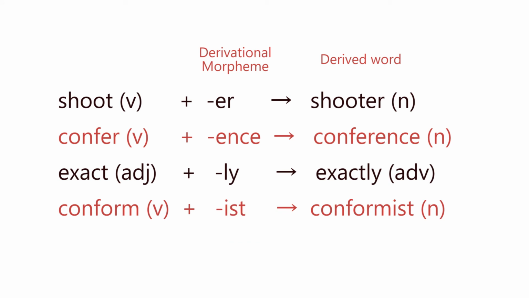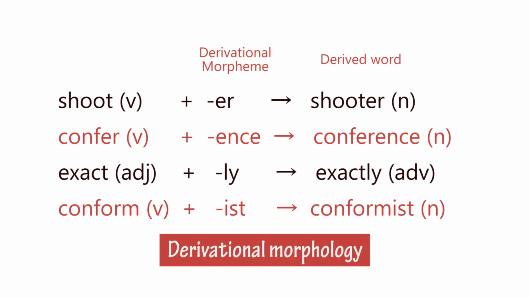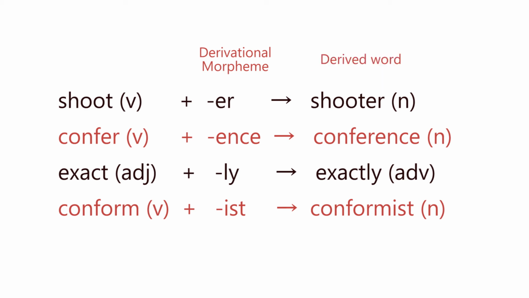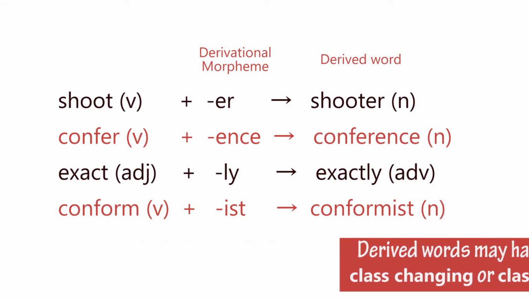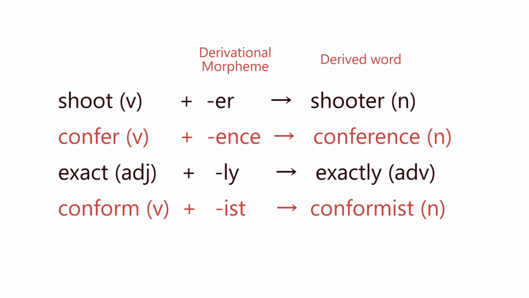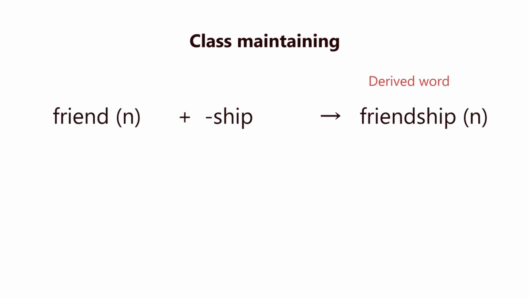All of these words are created by using derivational morphemes, and the process is derivational morphology. So the resulting word is called a derived word. Derived words may or may not have undergone word class change. In these cases, they did. But let me give you examples in which the derived words are the same word class as the word from which they are derived. Friend and friendship both are nouns.